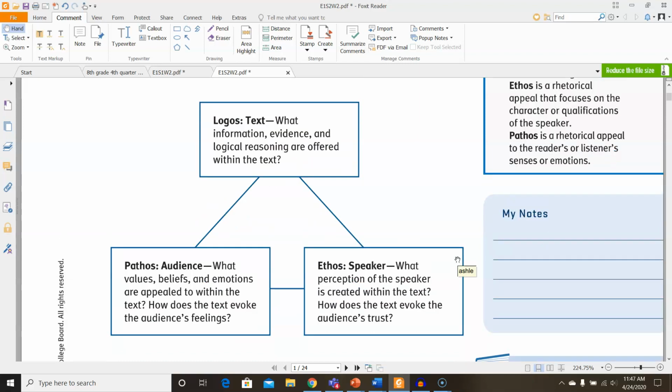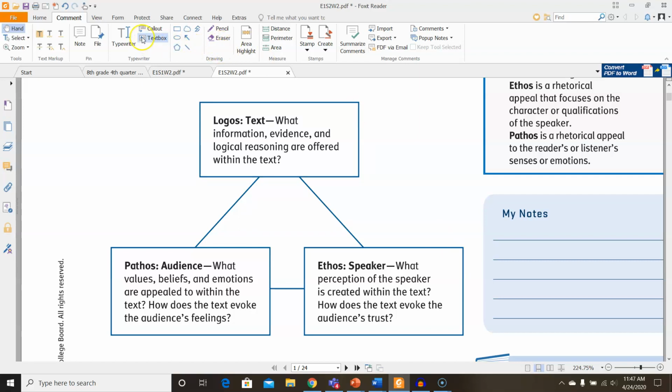Pathos, audience. What values, beliefs, and emotions are appealed to within the text? How does the text evoke the audience's feelings? And ethos, speaker. What perception of the speaker is created within the text? How does the text evoke the audience's trust? So, let's go a little bit more into details.